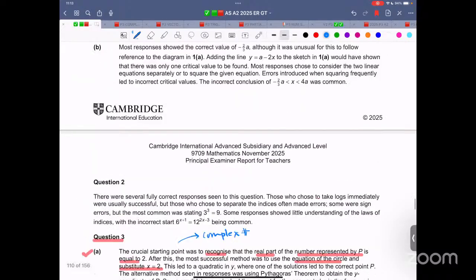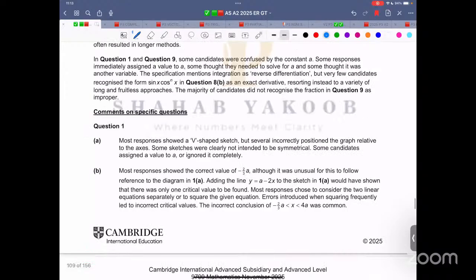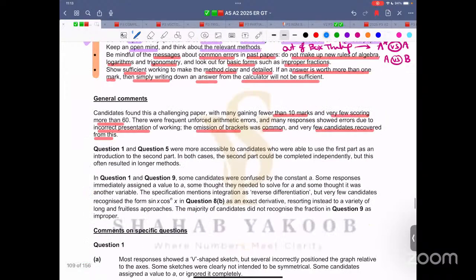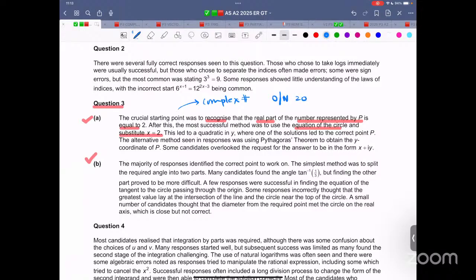And this is about which particular paper? This is, I think, variant 32. So this is October, November 2025, variant 32. Watch this thing. Over here, equation of circle from P1, that knowledge was also used. And because of this, this led to a quadratic in y, where one of the solutions led to the correct point P. The alternative method seen in responses was using Pythagoras theorem to obtain the y coordinate of P.